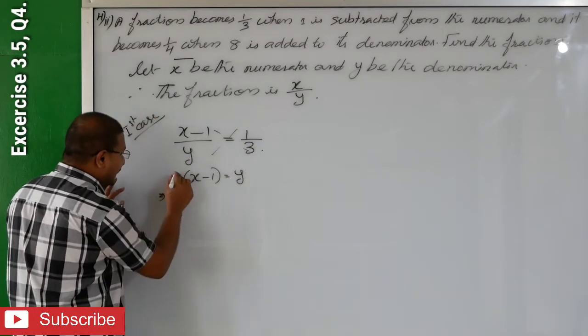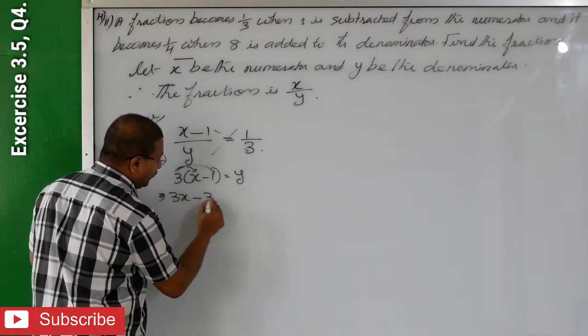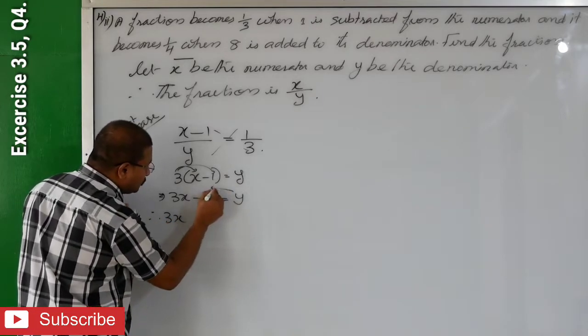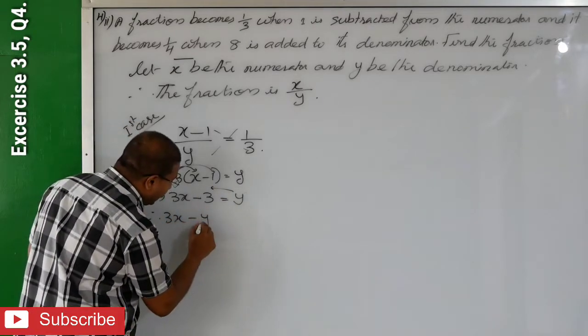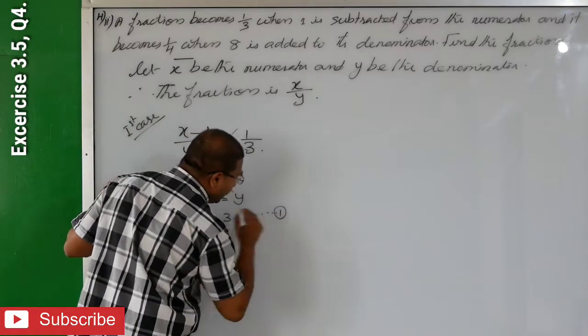Now we will open the bracket. 3 into x, 3x, minus 3 into 1, 3 equals y. Therefore, 3x, y goes to the next side, minus y, and already here minus 3 equal to 0. This is equation number 1.